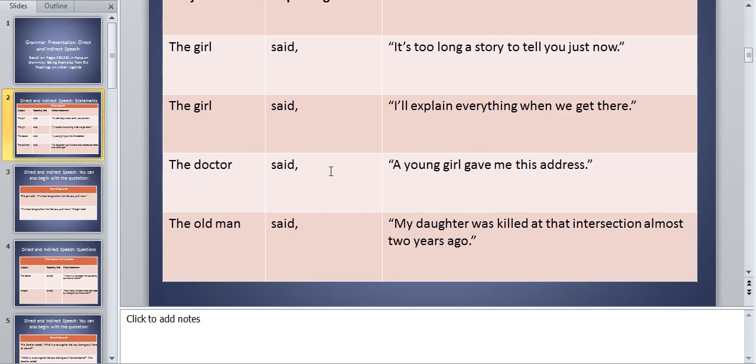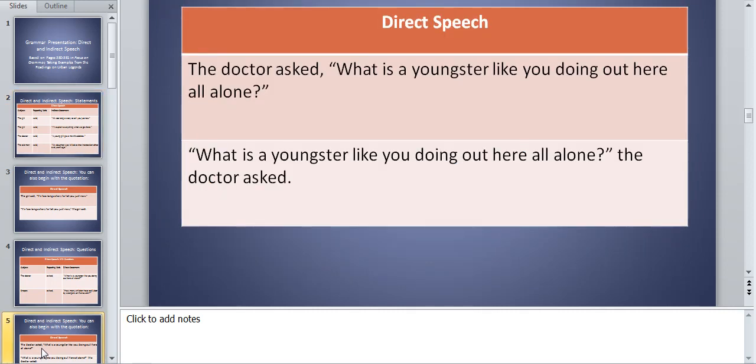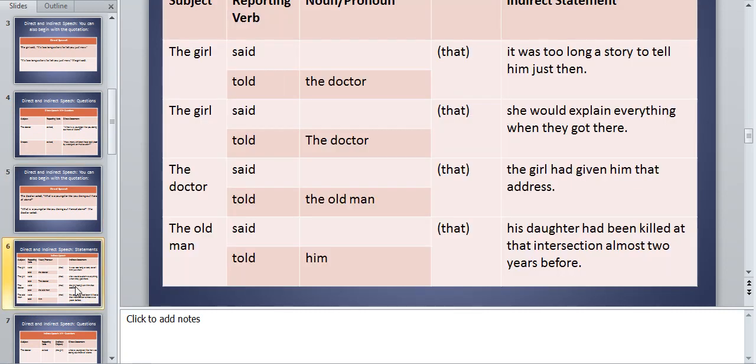Okay, the doctor said a young girl gave me this address. The indirect, excuse me, let's go down a little further here. The indirect one says, the doctor told the old man that the girl, and here I go from the past tense to the past perfect, had given him that address. I change the pronoun, and this becomes that.